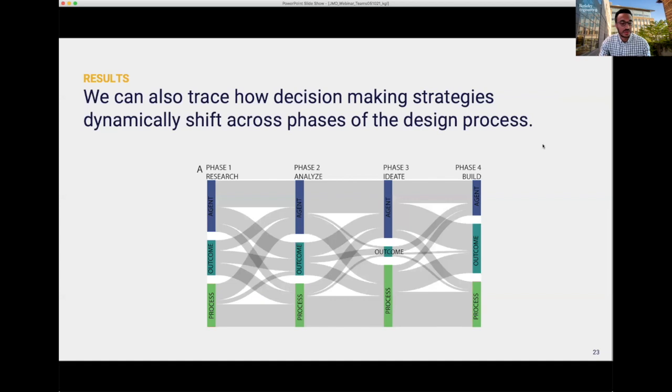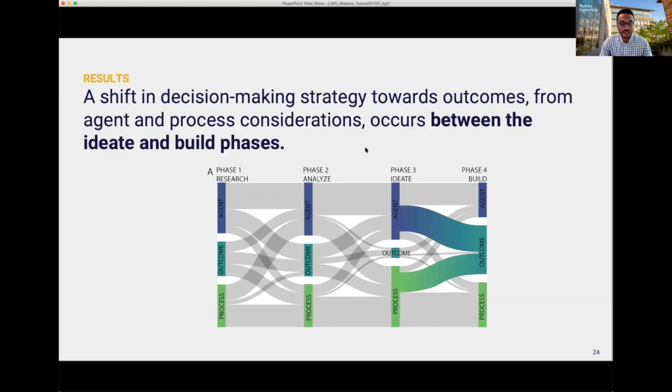Another interesting technique that we used was this mapping of how decision-making strategies dynamically shifted and evolved based upon the phase of the design process. And what you see here is the relative and subsequent selection strategies that teams use across phases. And so one interesting trend here is this shift from agent and process-based strategies in the ideate phase to outcome-based strategies in the build phase. And again, several more examples are present in the paper.